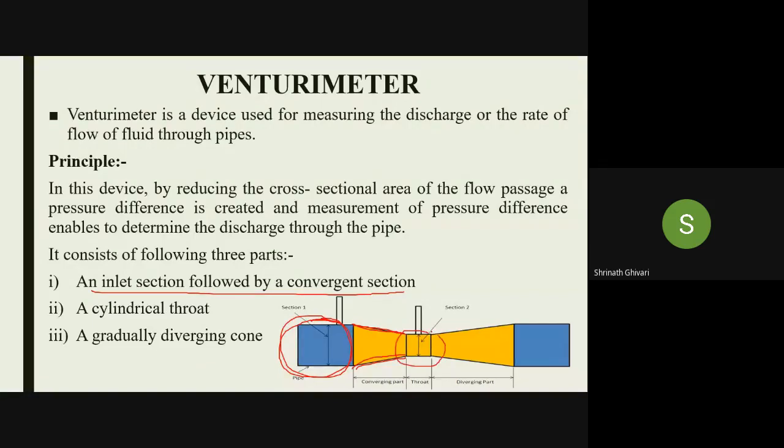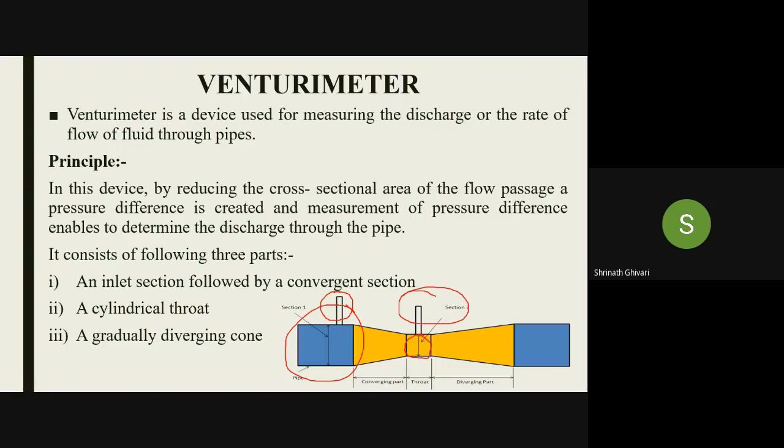There is one more part known as the throat. The throat is in between a convergent part and a divergent part. And the next one is a gradually diverging cone, that is this one. So there are three important parts of a venturimeter: the convergent section, the throat, and the diverging section. The pressure difference is measured between section 1 and section 2. Section 2 is the throat and section 1 is the inlet of the pipe. This is how a venturimeter looks.